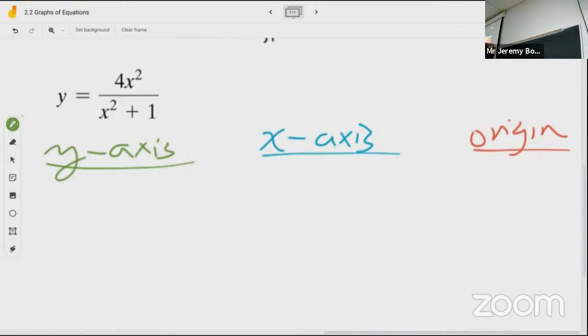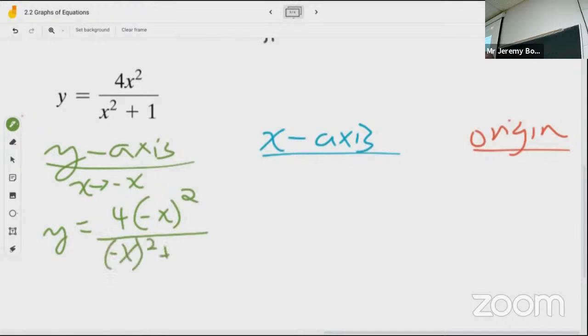All right, so the same thing happens. The only thing is we have two x terms in there, so we need to replace both of them whenever we replace x. So, well, that's going to happen for the y-axis. So we're going to replace x with negative x. So we're going to have y is equal to 4 times negative x squared over negative x squared plus 1.